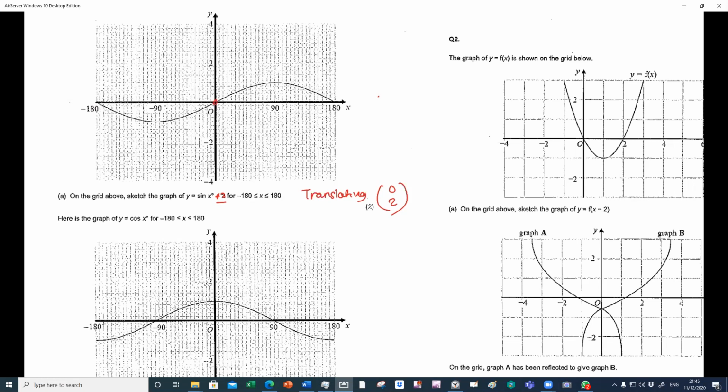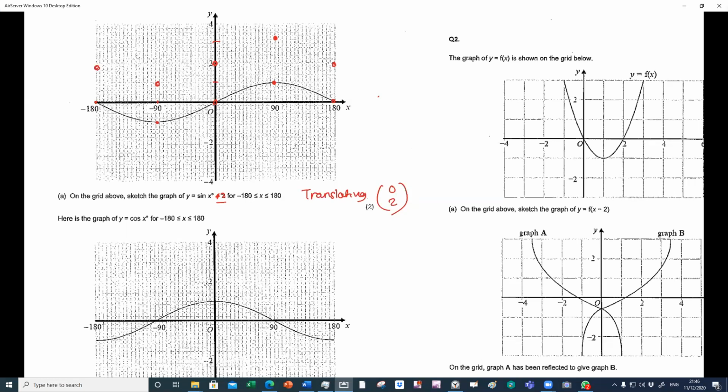So the 0 goes to 2, because 0 add 2 is 2. This y value here, which is 1, will go to 3. The 0 height here will add 2, will give you 2. At minus 90, the y value is minus 1. And when you move it up by 2, it will be minus 1 add 2, which will go to plus 1. 0 add 2 will be 2. Okay, and hopefully I've done that right.